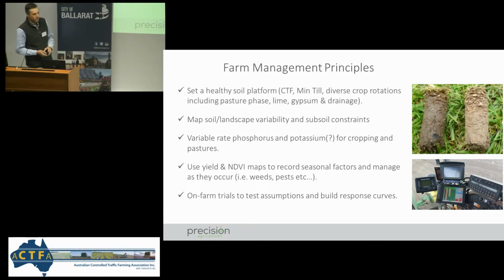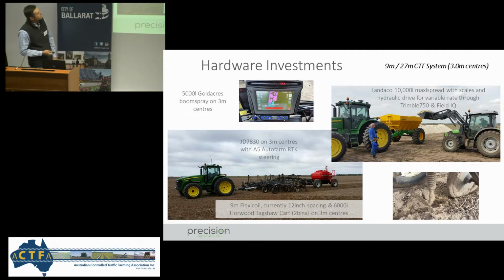We also want to look a little bit into, once we've addressed some of those key soil constraints, we've unlocked the potential by dealing with those, then we can shift more into focus on nutrition. And then we want to monitor what we're doing through yield and NDVI, and we do lots of trials just to test what we're doing and to hopefully make sure our actions are working.